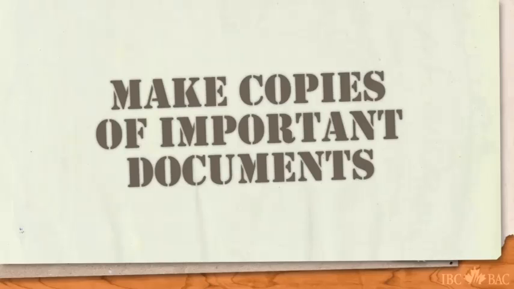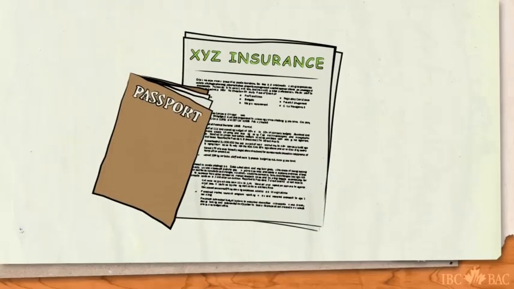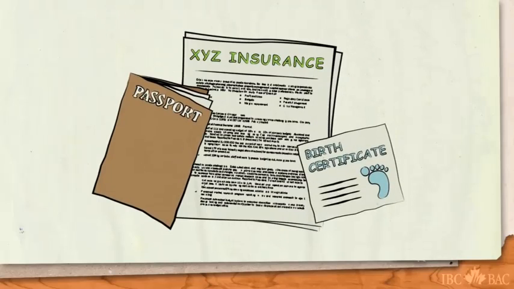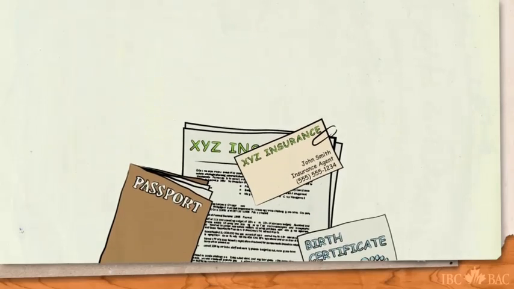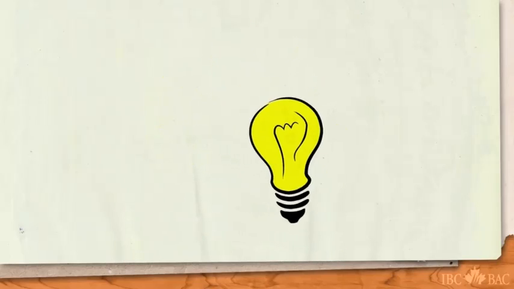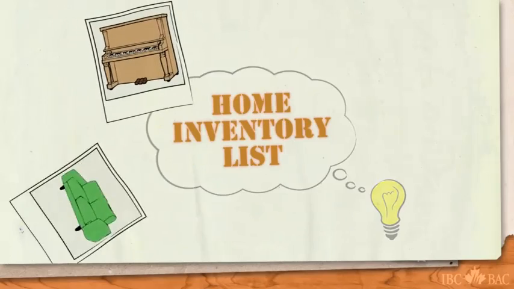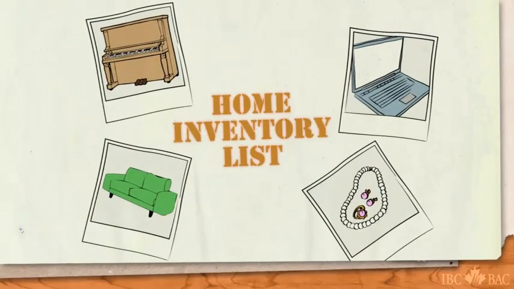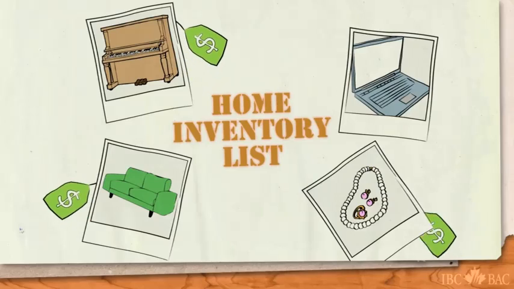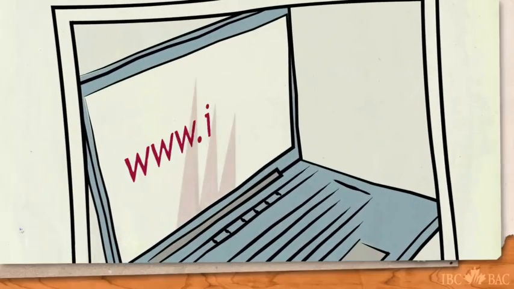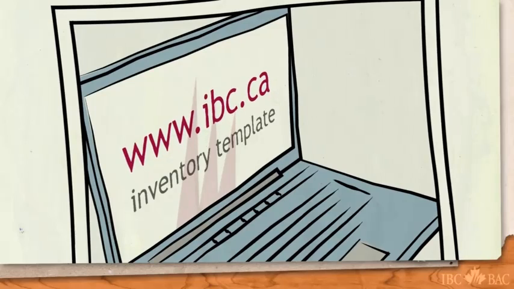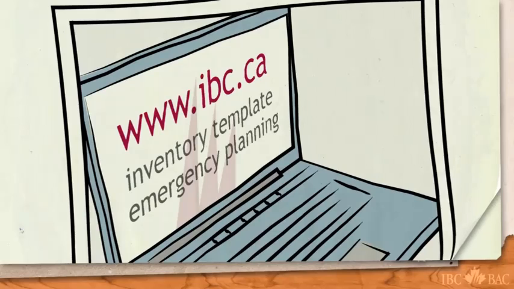Make photocopies of important documents such as your insurance policy, passports, birth certificates, and other paperwork including the contact information for your insurance representative. It is also a smart idea to make a home inventory list, and maybe photos too, of all that you hold near and dear. A good home inventory will also include the replacement costs of all your valuable possessions. Visit us at ibc.ca. Insurance Bureau of Canada has an easy-to-use template to help you create your home inventory, as well as more details on emergency planning.